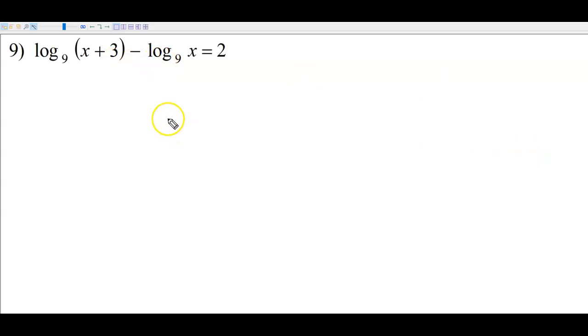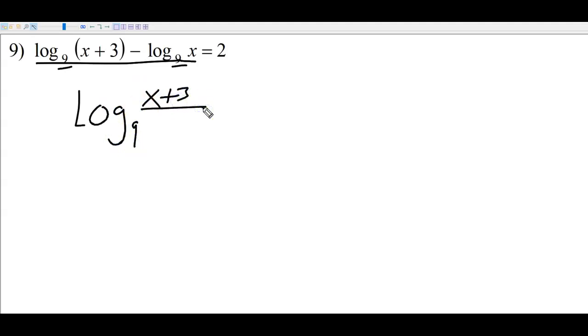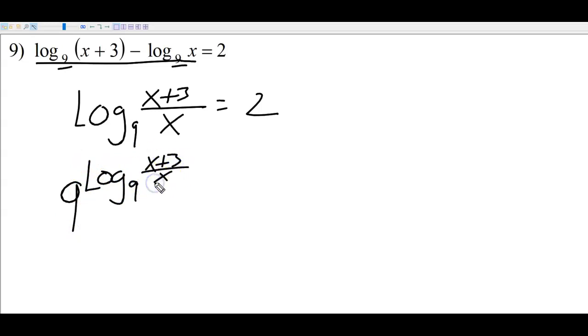So let's go ahead and see what this does for us. So the subtraction property for logs tells us that I can put these two logarithms together so long as they have the same base. And since it's subtraction, the way we do that is by dividing the first logarithm's argument, x plus 3, by the second logarithm's argument, which is x. Okay? After that, we're going to do the same thing we've been doing. You're going to exponentiate both sides. These cancel out.